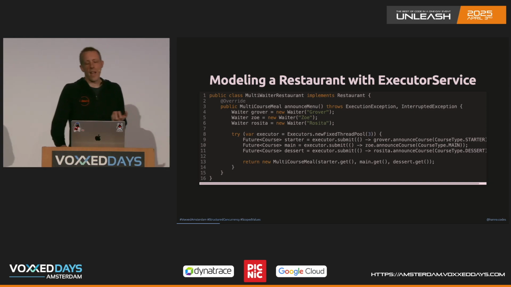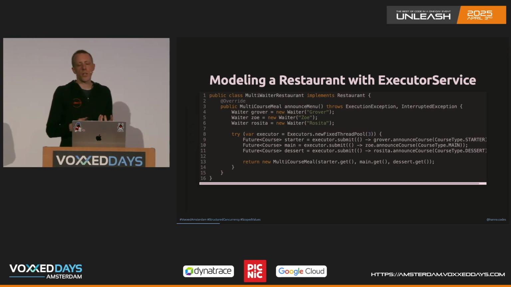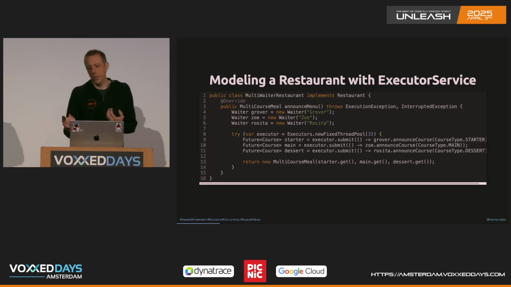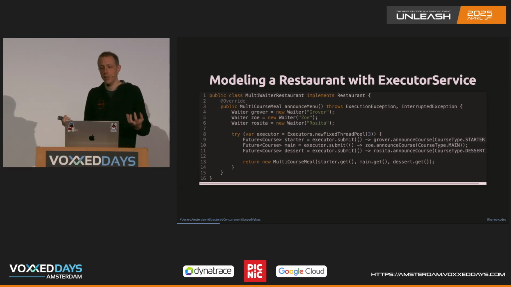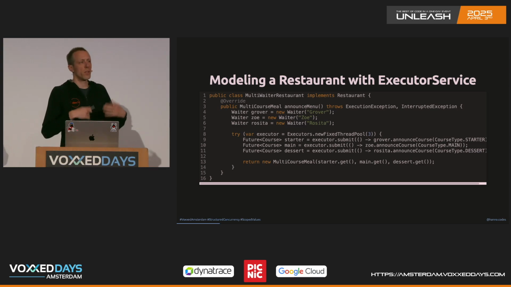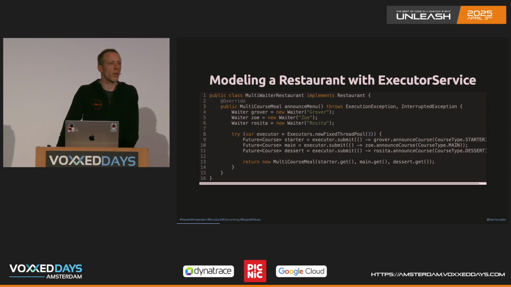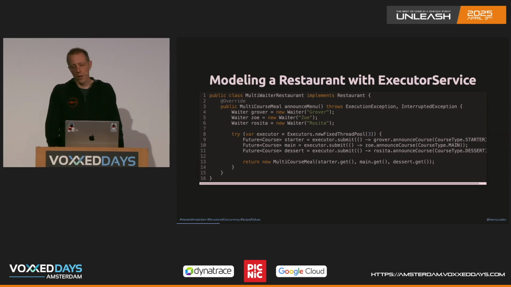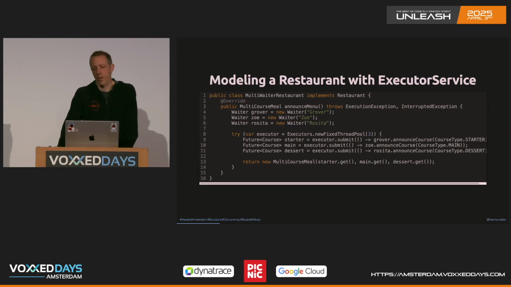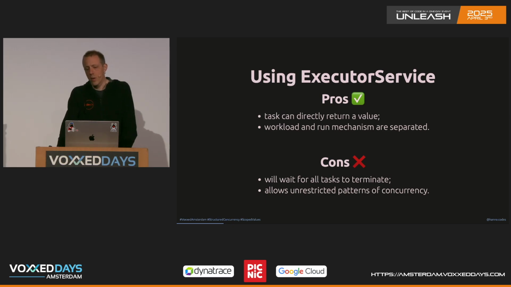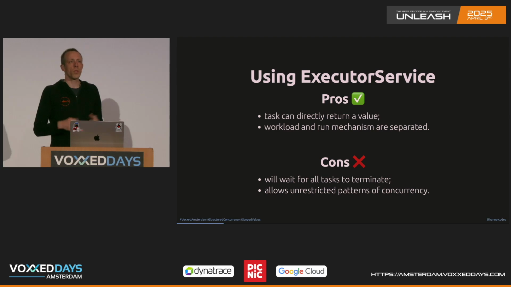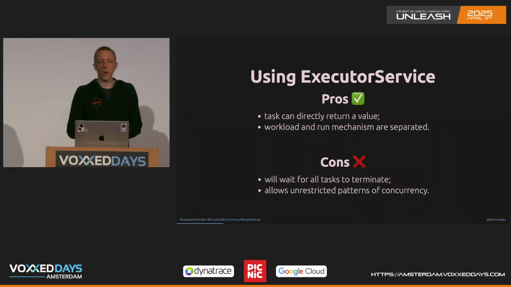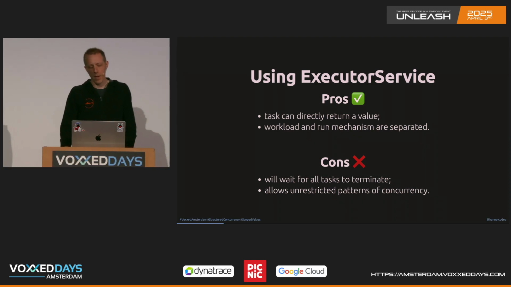Ultimately, our problem is that our program is logically structured with task-subtask relationships. But these relationships only exist in our minds, in the mind of the developer. The Java executor service construct is not ready for this pattern of unstructured concurrency. So let's summarize here. The task can directly return a value, so that's good compared to classic threads, and we have separated the workload and the run mechanism.